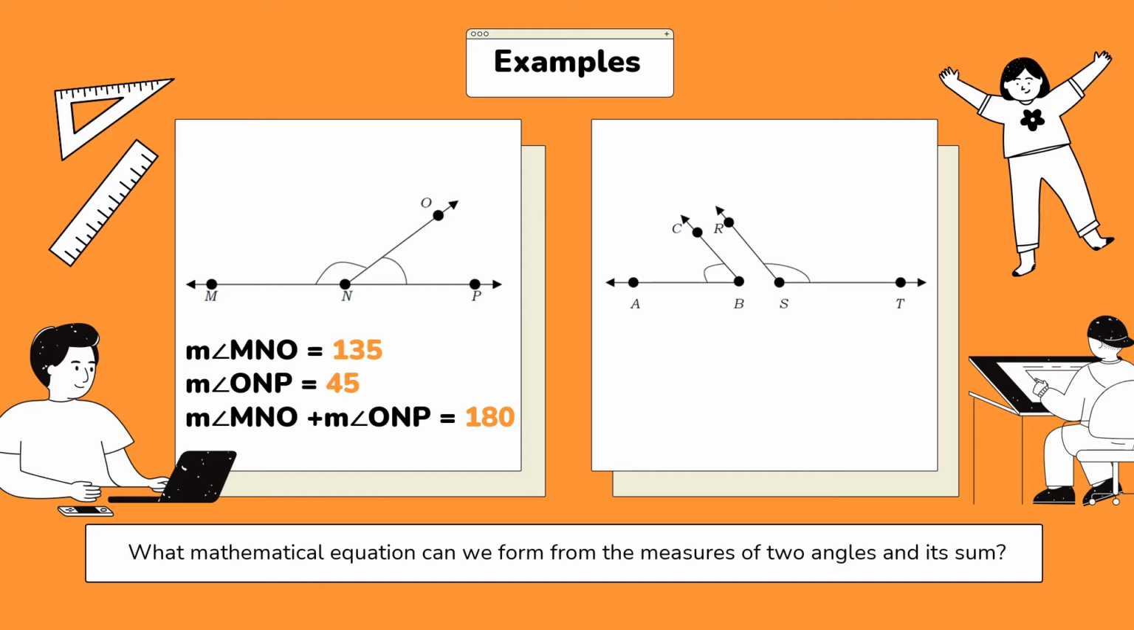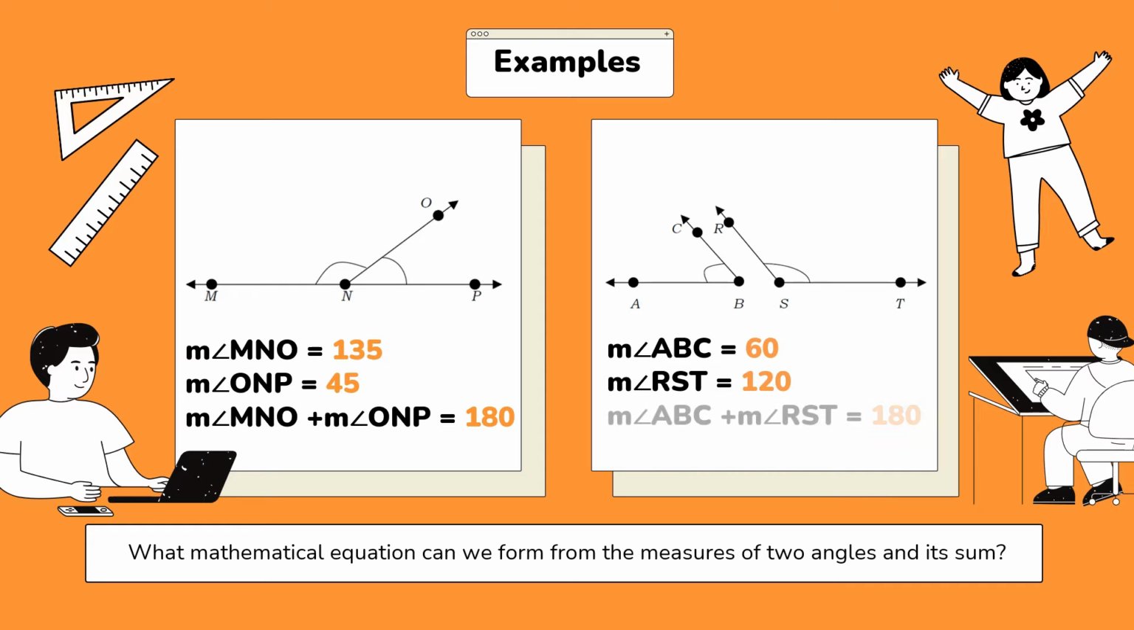Right? Take note of that. It is equal to 180 degrees. Next example, the fourth example, for the angle ABC, the measure that we got is 60 degrees, and the measure of angle RST is 120 degrees. Now what mathematical equation can we form in terms of the measures of these two angles and the sum? Anyone?